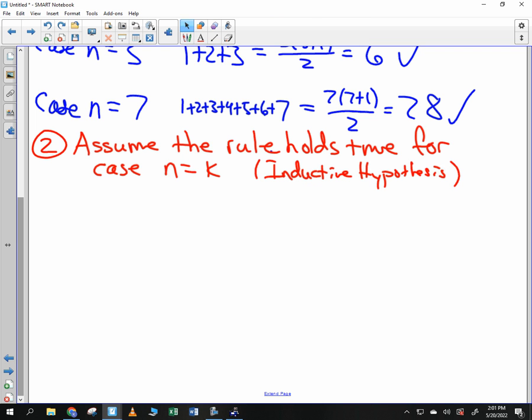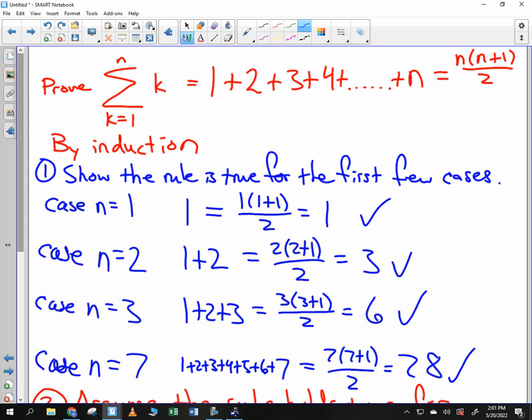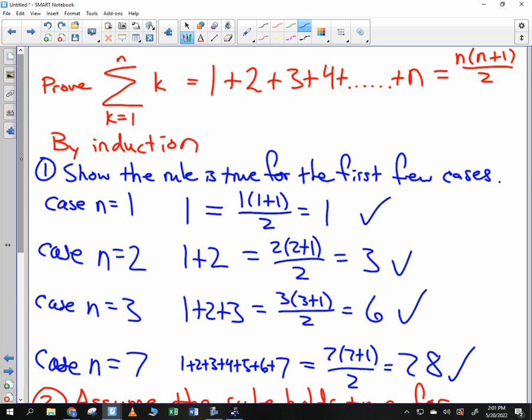It says for case n equals k. So we're going to start with 1 plus 2 plus 3 plus 4. But what do I stop with? What's the last thing I plug in? K. I plug in k. And when you plug in k, what do you get? Just k, right?